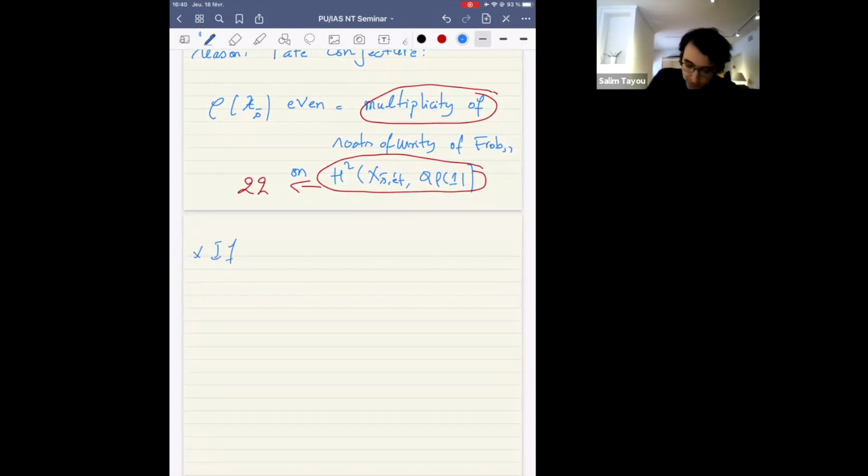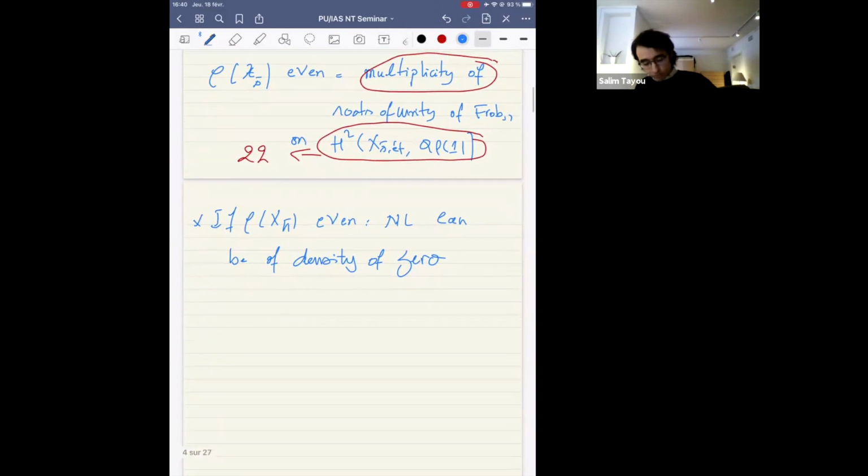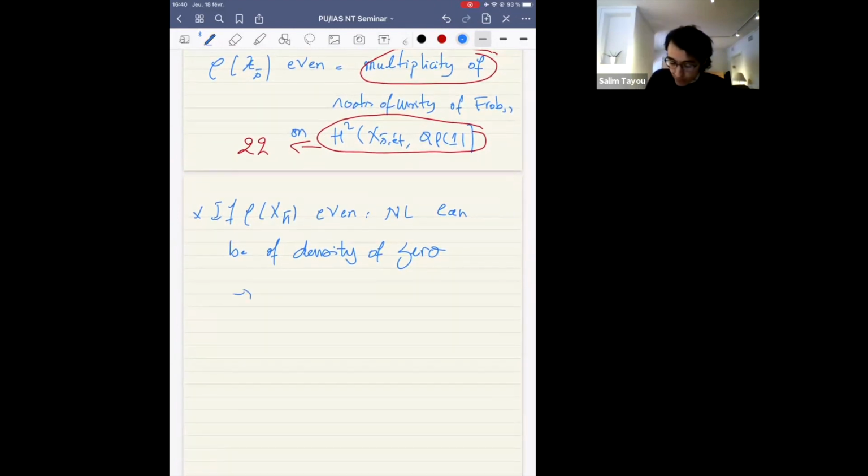Okay, and if this Picard number is even, then there are some situations which are completely understood from the Hodge theoretic point of view, where this Noether-Lefschetz locus can be of density 0. So what our theorem proves is that even if this locus is density 0, it is infinite by our theorem.